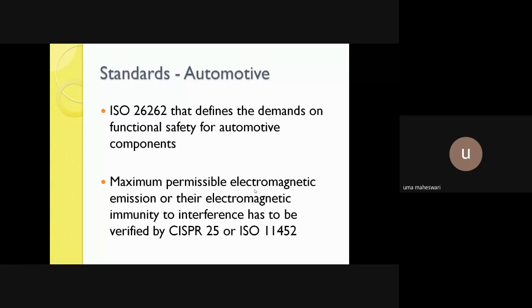So some of the standards, as discussed, in the automotive industry, ISO 26262 defines the safety and protection functionality of the automotive components. And apart from that, electromagnetic emission and electromagnetic immunity are defined by CISPR 25 or ISO 11452.